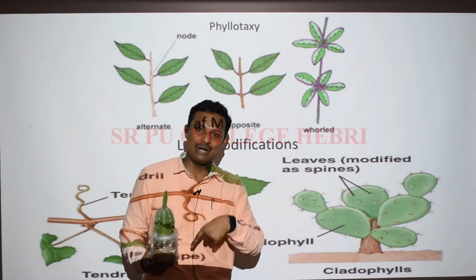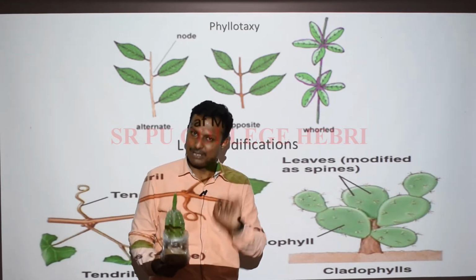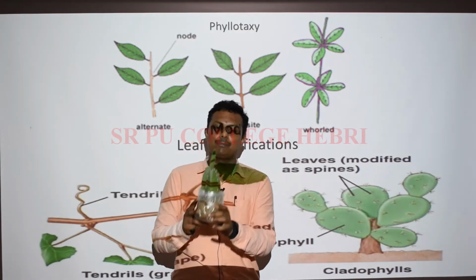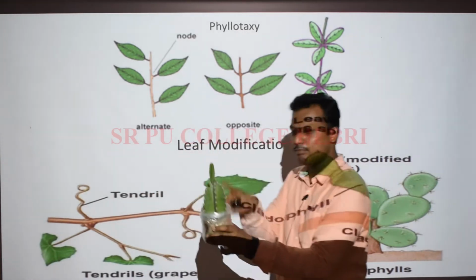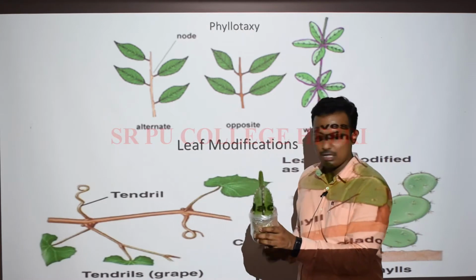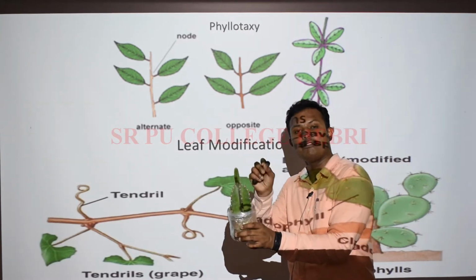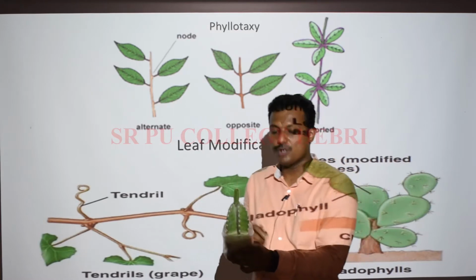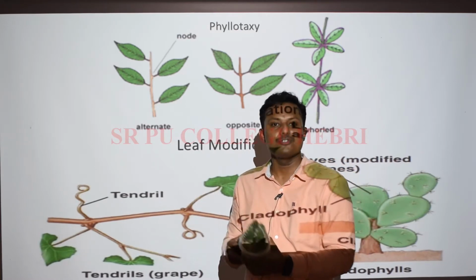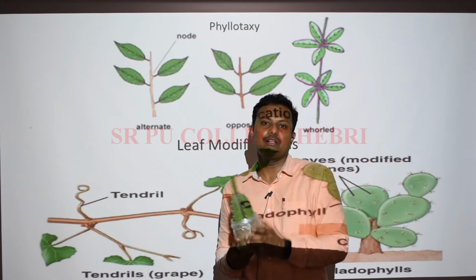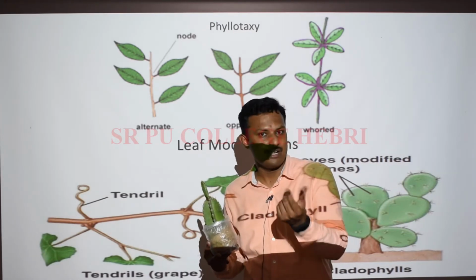The stem is cladode and the leaf is called cladophyll, right? So this can be the best example for stem modification and leaf modification. Why this modification is there is to store water and food for a long period, because these plants grow on soil that is devoid of water, in sandy soil, right?